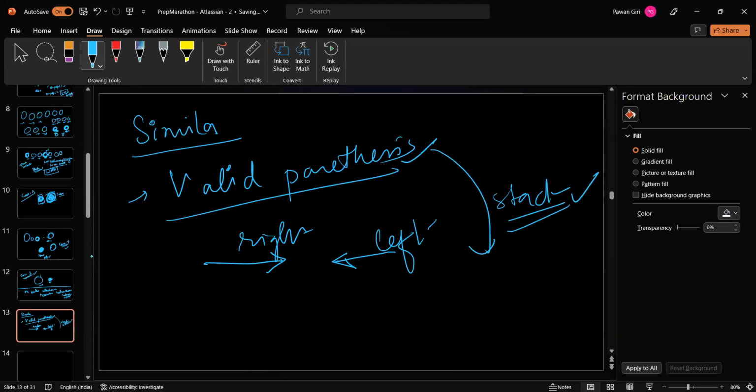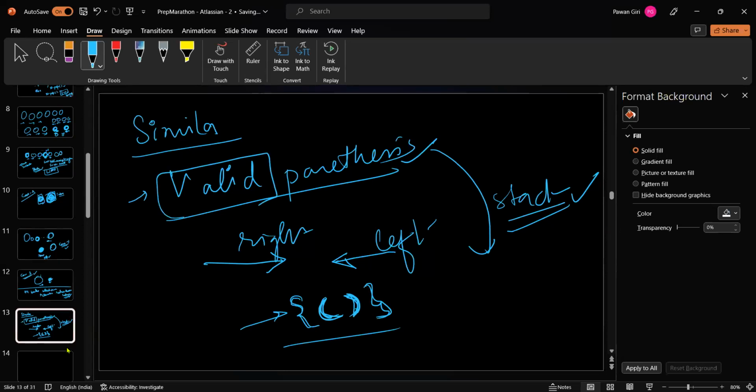This problem, valid parenthesis, is very famous, where you have to check whether a given string of parentheses is valid or not. Valid in the sense that for every opening bracket there is a closing bracket. Sorry, closing bracket, not node. If this condition is satisfied, you can tell the string is valid. So this is a very famous problem, and this is also of the same type. Now with all this done, let us move on to the next problem.